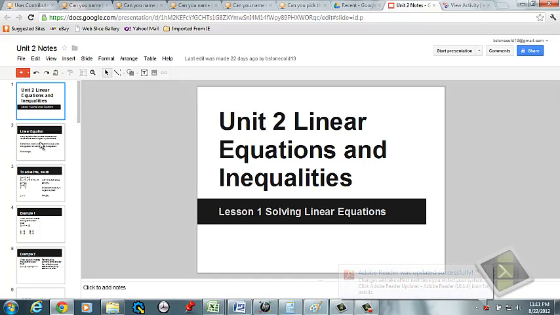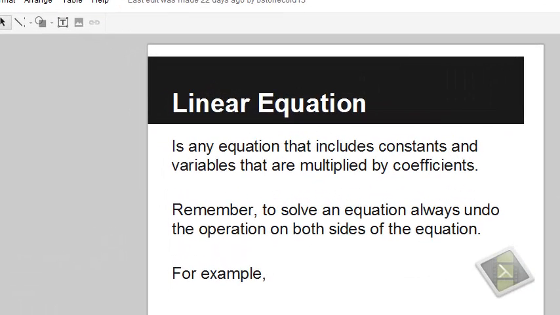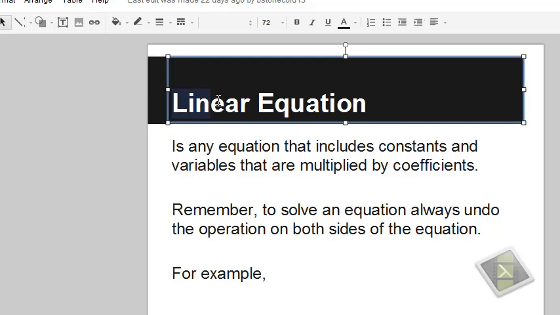Now, just so we know what everything is. Linear equation: any equation that includes constants and variables, often multiplied by coefficients. Also, a helpful hint here is the word line is in that word. It means all these are lines. Has to be a line. Now remember, to solve an equation, you always undo the operation on both sides of the equation. If it looks like plus, do its opposite, subtract.